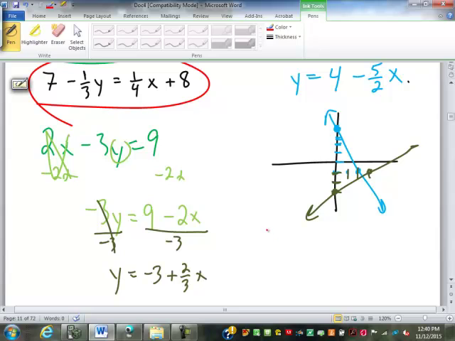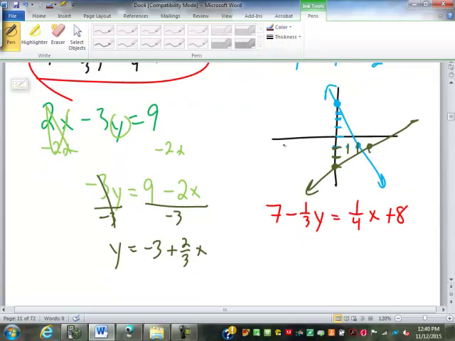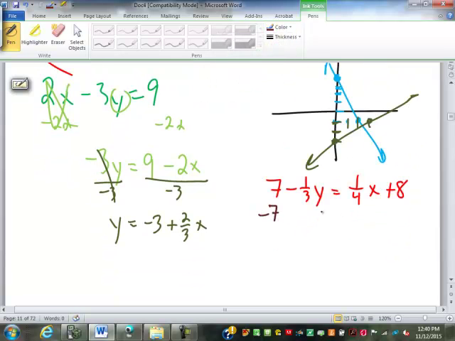This one, 7 minus 1/3 y equals 1/4 x plus 8. Where do we got to start on that one? What's that? We will subtract the 7, giving us negative 1/3 y. Where do we subtract 7 on the other side? From the 8. So 1/4 x plus 1. Now what?